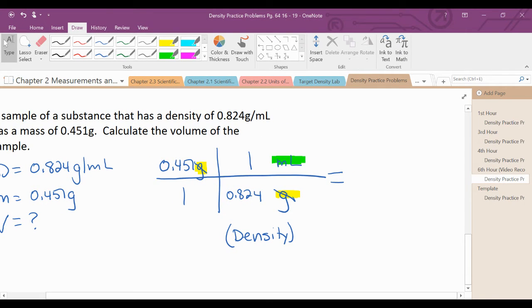I have 3 sig figs for my mass. I have 3 sig figs for my density. So my volume should have 3 sig figs.